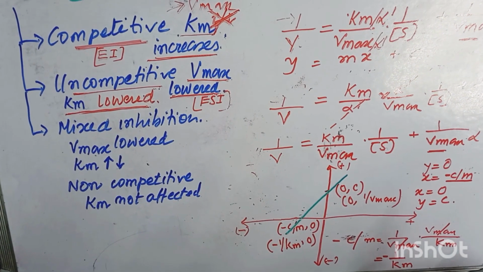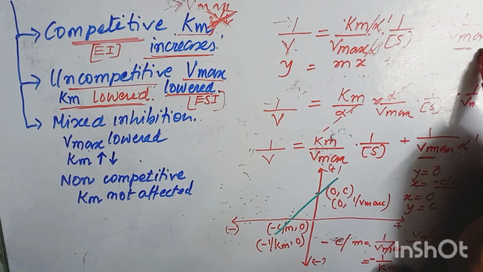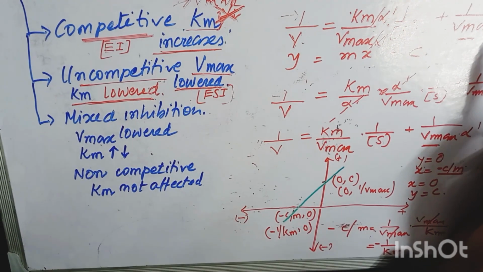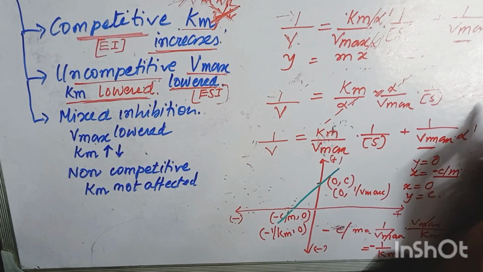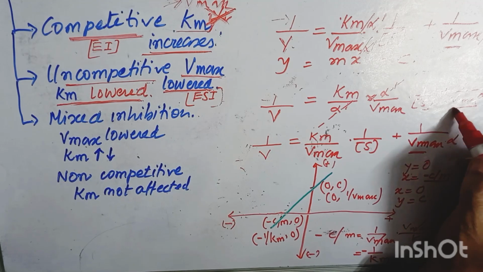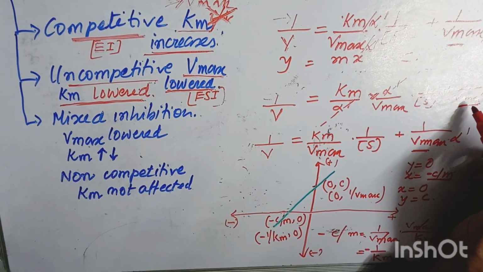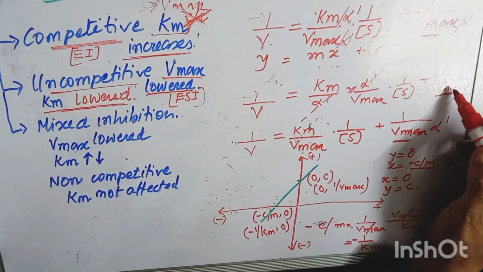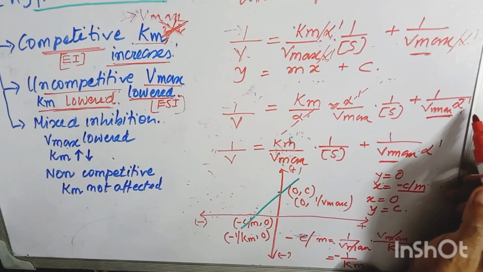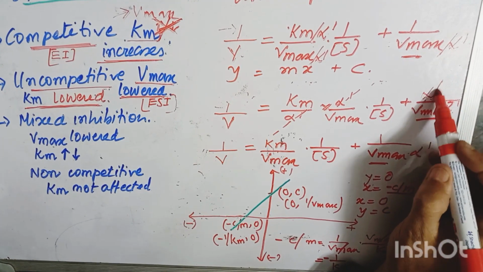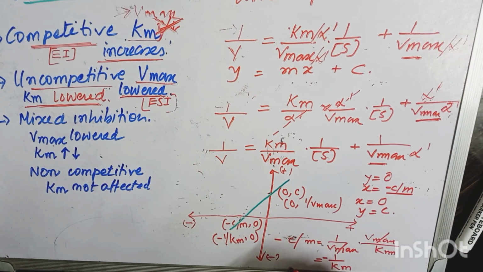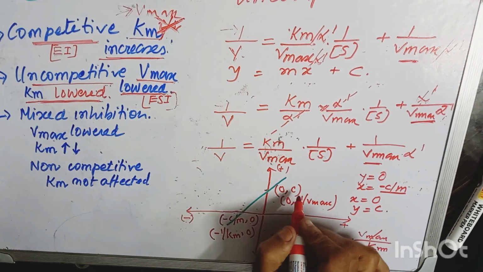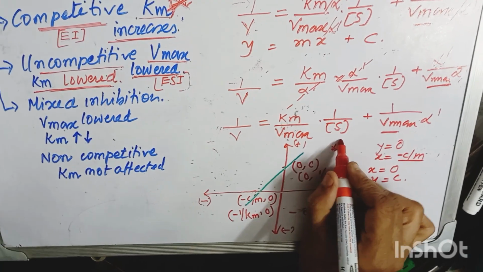Let's just guess. Vmax is now lowered, so 1 by Vmax becomes alpha dash by Vmax. So the alpha dash goes up here, and now the point C is alpha dash by Vmax.